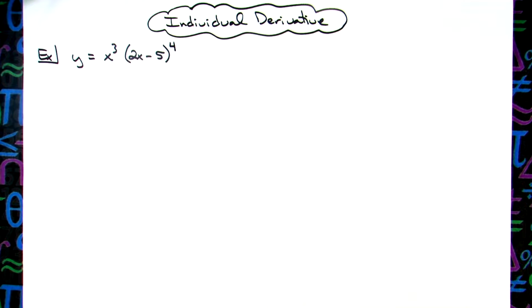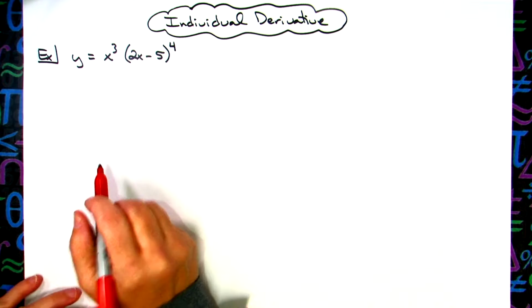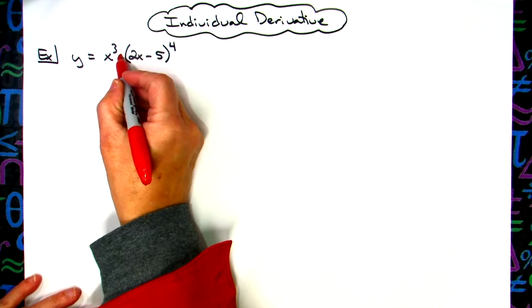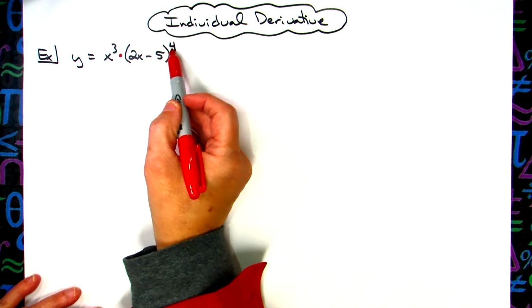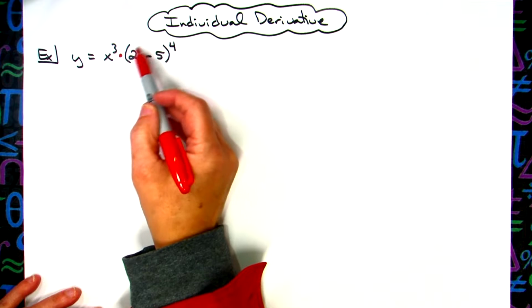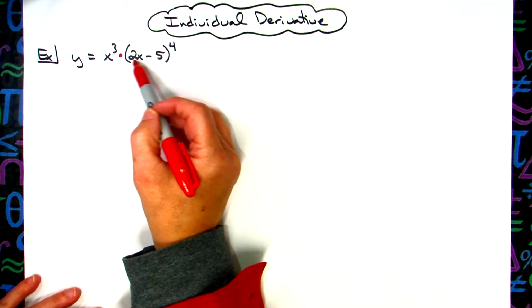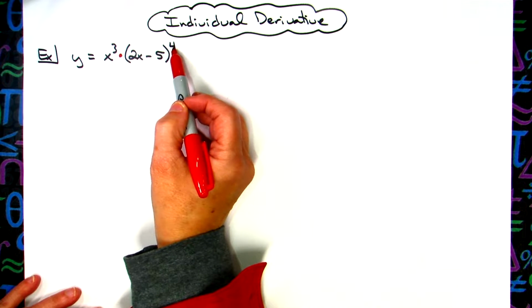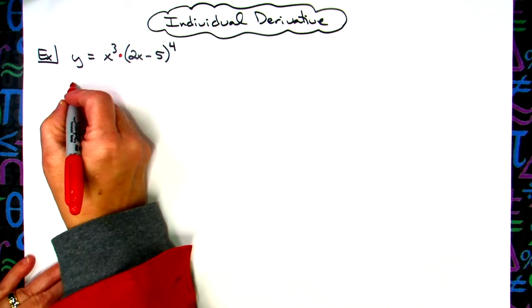In this video, we're going to be working out an individual derivative. It is going to involve product rule because right there we have a product. It's also going to involve a chain rule because we have an inside function and then the outside function of something being raised to the fourth power. All right, so let's go ahead and start.